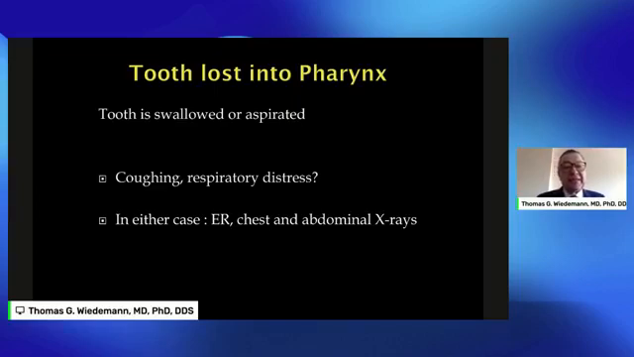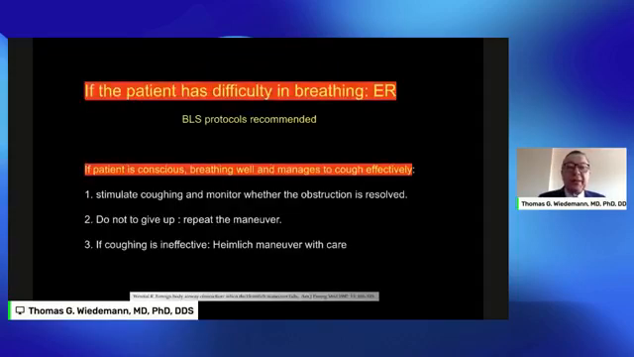In case there is, this patient goes right to the ER. I would even suggest at any rate that the patient should see the ER. We perform a chest or an abdominal x-ray to localize this tooth. But once the patient is in the chair, it's really important to do the right thing. And the right thing is, if that patient has difficulty in breathing, we call 911. We bring that patient to the hospital as soon as possible and apply BLS protocols.